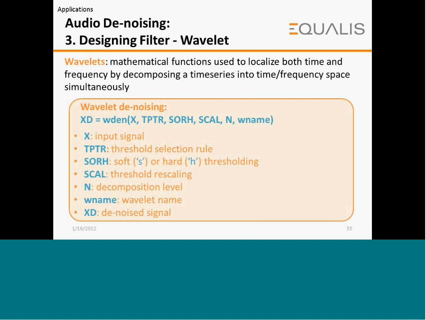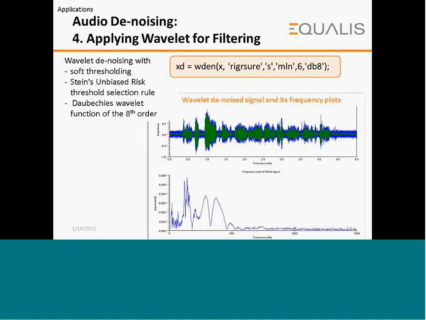Since the finite impulse response filter did not work, we can try using a wavelet. Wavelets are mathematical functions used to localize both time and frequency by decomposing a time series into time frequency space simultaneously. Finally, when we apply the wavelet for filtering, we get the desired output without any noise, as you see in the frequency plot here.